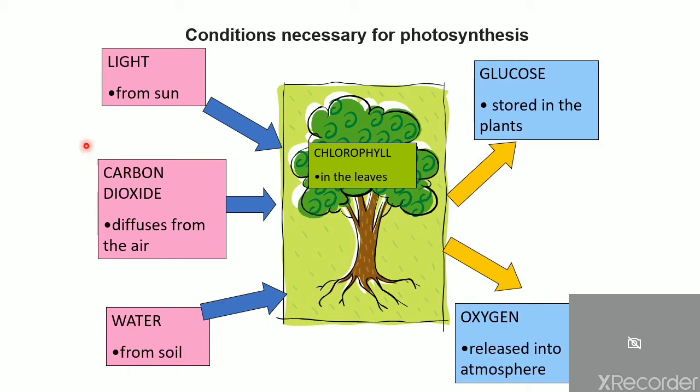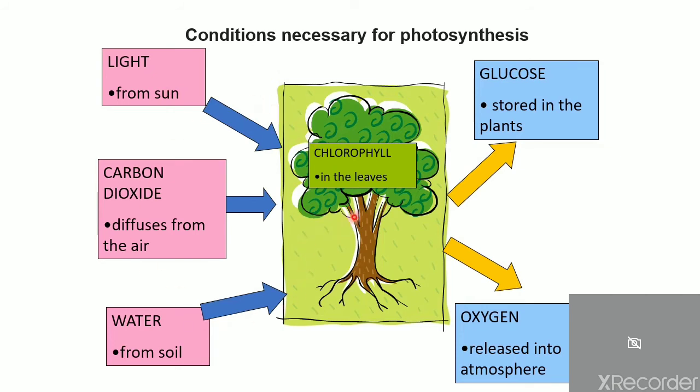And apart from these three basic things which are required, the most essential part is what? That's the green pigment chlorophyll, because if chlorophyll is not there, will the leaves be able to absorb the sun rays or the sunlight? No. So all these four things are very, very essential for the process of photosynthesis.